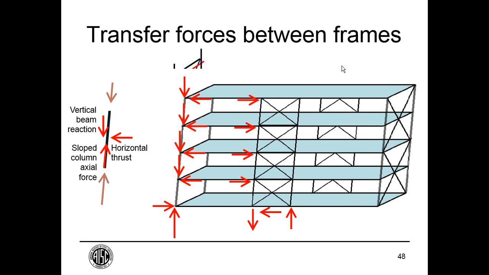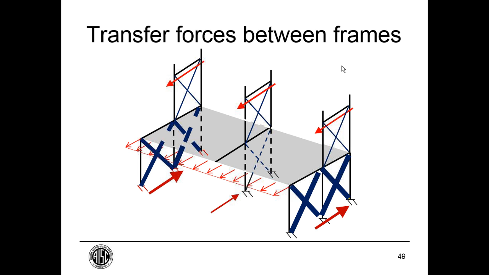And then where we have changes in stiffness, or perhaps even removal of frames, the lateral load that's in one frame may want to migrate to another based on the difference in stiffness. And so transferring forces between one frame and another is an important role of the diaphragm.